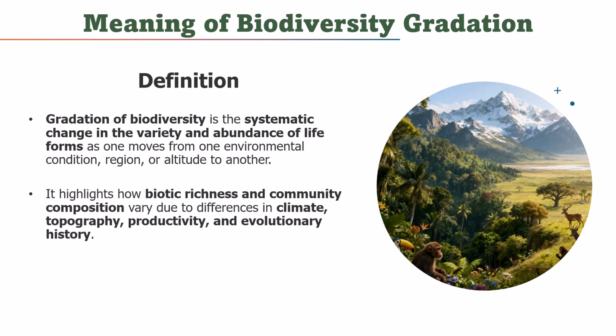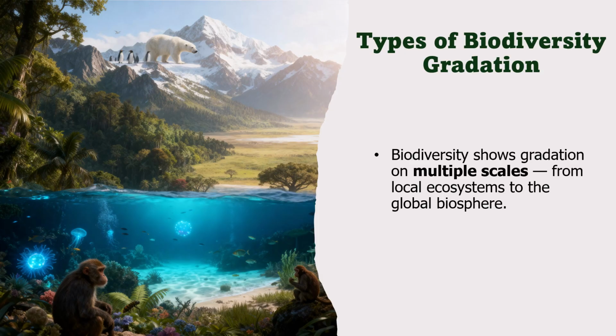It explains how the diversity of species and ecological communities changes gradually with shifts in factors such as climate, altitude, latitude, soil type, and productivity. Biodiversity exhibits gradation across different spatial and ecological scales, reflecting the variation in distribution and richness of life forms. These gradations can be broadly categorized into several types, such as latitudinal gradation, altitudinal gradation, depth gradation, temporal gradation, and lastly ecological gradation.